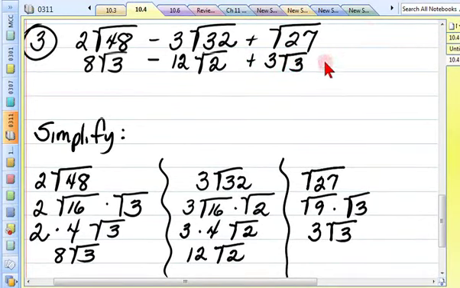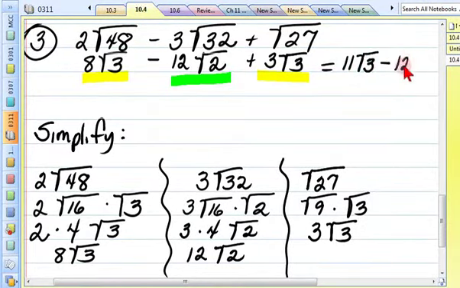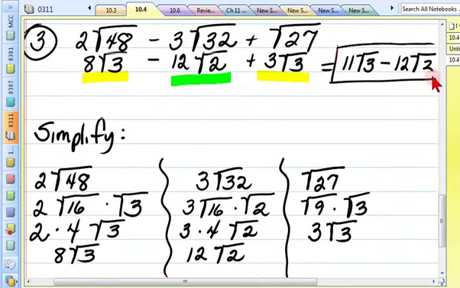All right, are these all like radicals? No. This one and this one are, and this square root of 2 is different. So when I do the addition, I can only combine those that are alike. So I have 8 square roots of 3 plus 3 square roots of 3, which gives me 11 times the square root of 3 minus 12 times the square root of 2. There's a lot of work involved in these problems.